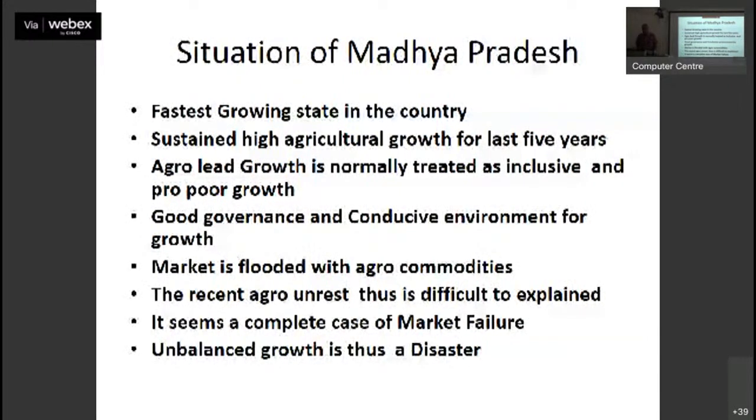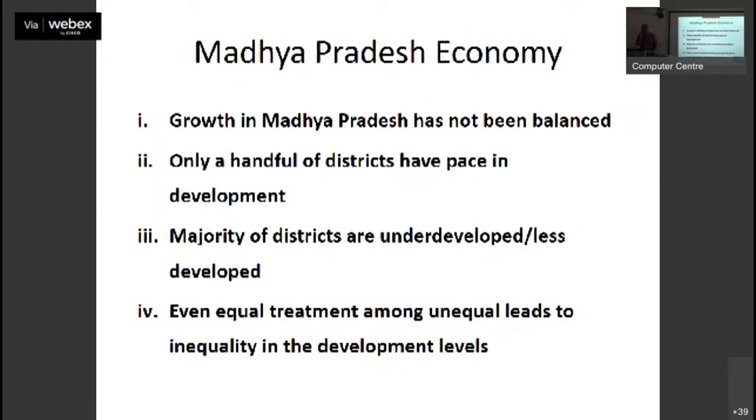Therefore, unbalanced growth is a disaster. We have to create a balanced growth, then only it is sustainable. Now, growth in Madhya Pradesh has not been balanced. अगर आप मध्य प्रदेश में there are 51 districts हैं, and if you take 10 or 12 districts, they are industrially developed. Otherwise, there are at least 50 districts without industry. Only a handful of districts have pace in development. Majority districts are underdeveloped or less developed.